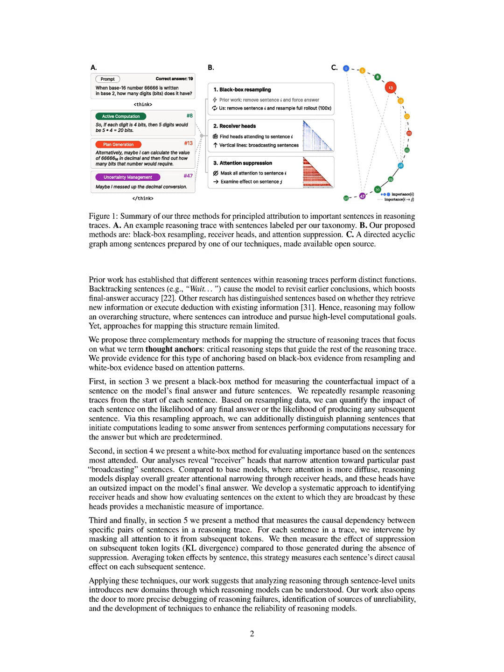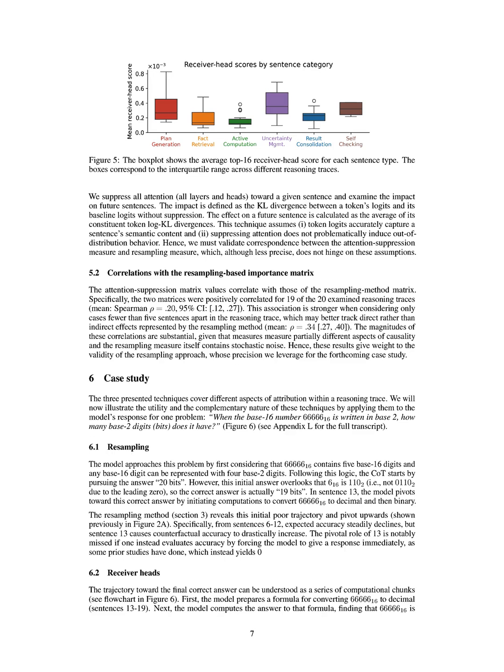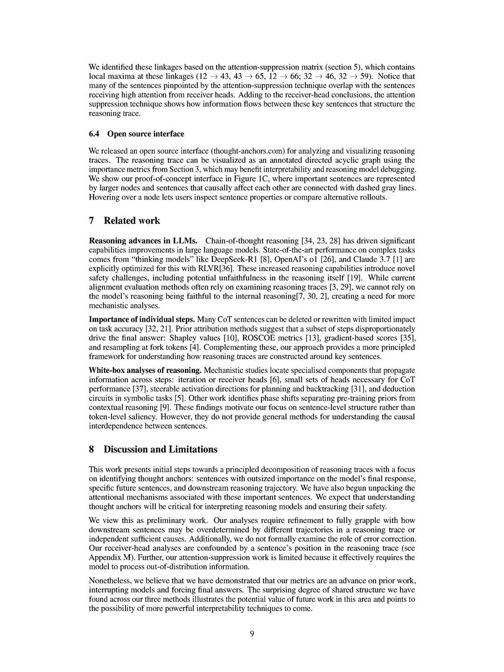a white box method to evaluate sentence importance based on attention patterns, and an attention suppression technique to assess causal dependencies between sentences. Performance was assessed using metrics such as KL divergence to quantify the impact of individual sentences on final answers and subsequent sentences, alongside correlations between the attention suppression matrix and the resampling-based importance matrix, which demonstrated a positive correlation in 19 out of 20 reasoning traces. This multifaceted approach provided robust evidence for the validity of our methods in analyzing and interpreting reasoning traces.